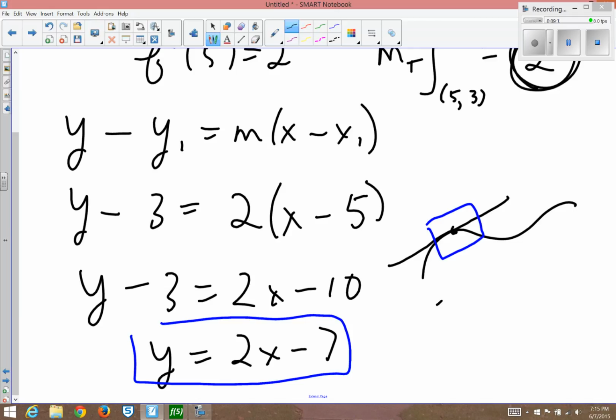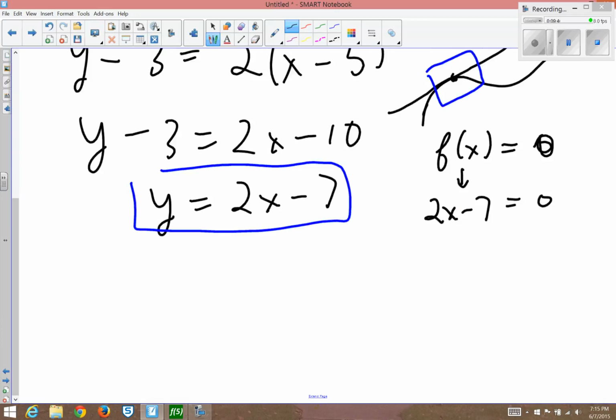A 0 of a function is when the function is equal to 0. But we're going to say the function itself is approximately the same as the tangent line. We're going to approximate when the function is 0 by finding when the tangent line is 0. The theory is the tangent line and the function itself are practically the same thing, at least near x equals 5.